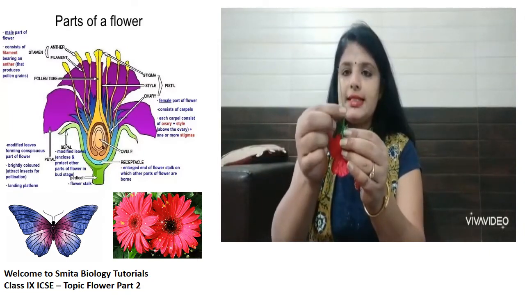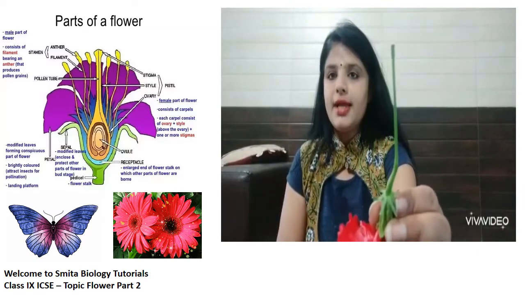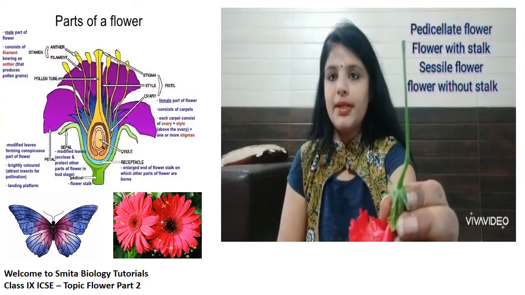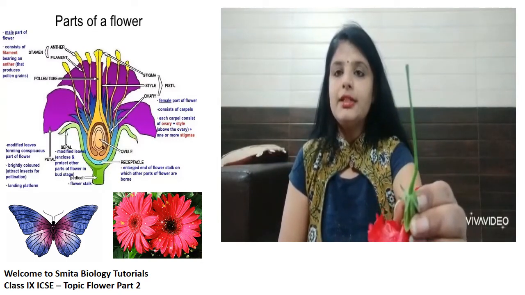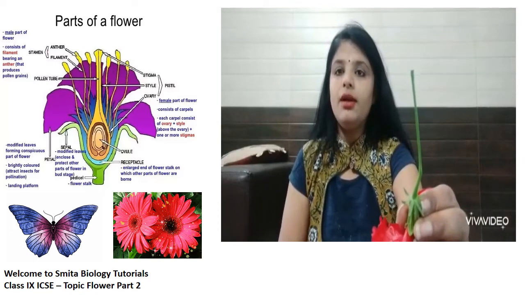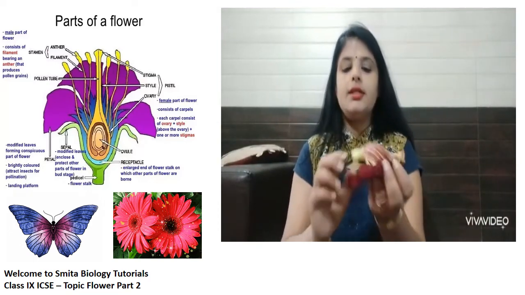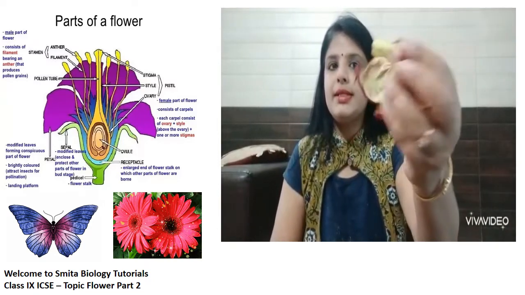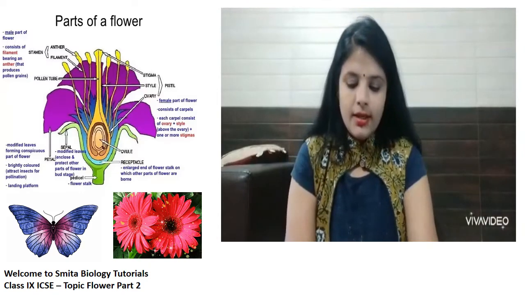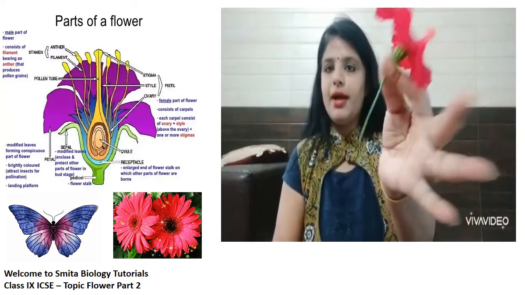Now first let's discuss this one. This one is pedicel. If a flower has a pedicel, then it is known as a pedicellate flower. If the flower does not have a pedicel, then it is called a sessile flower or non-pedicellate flower. This one is a sessile flower. You can see it does not have any pedicel. It is directly attached. So this one is the pedicel or stalk of the flower.